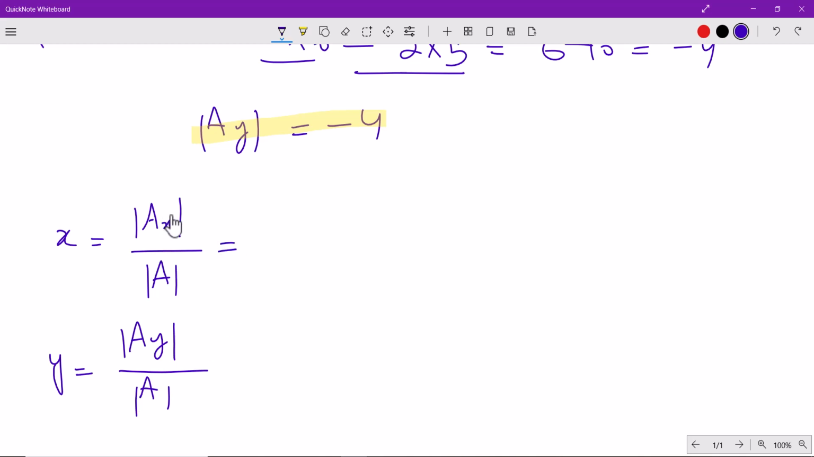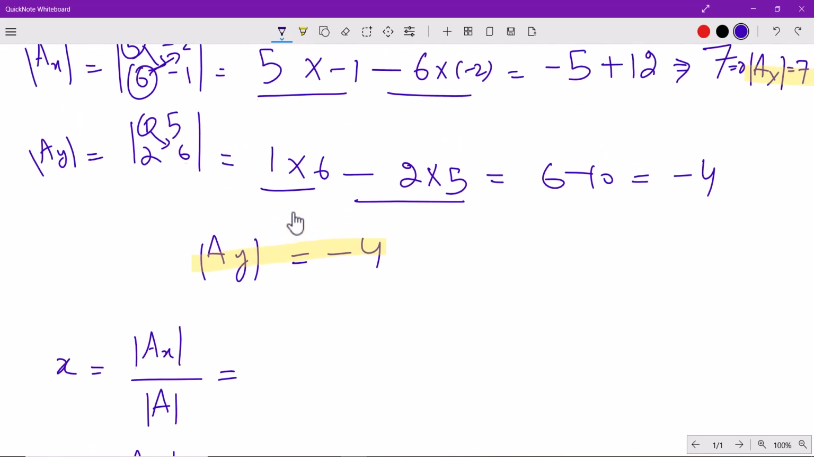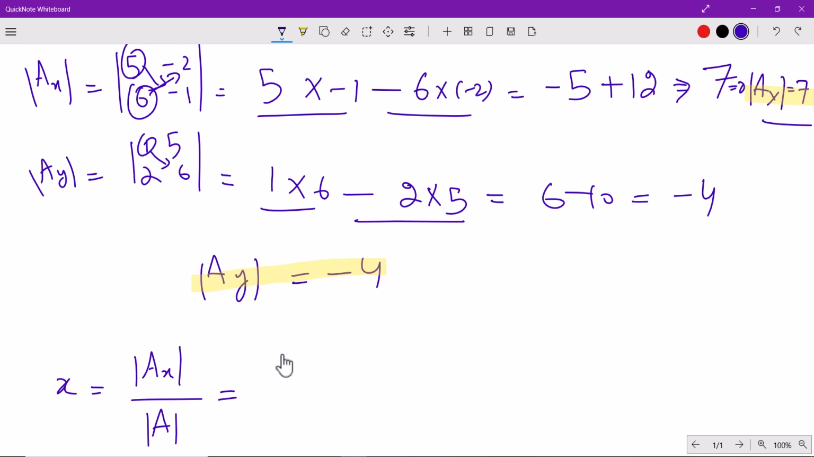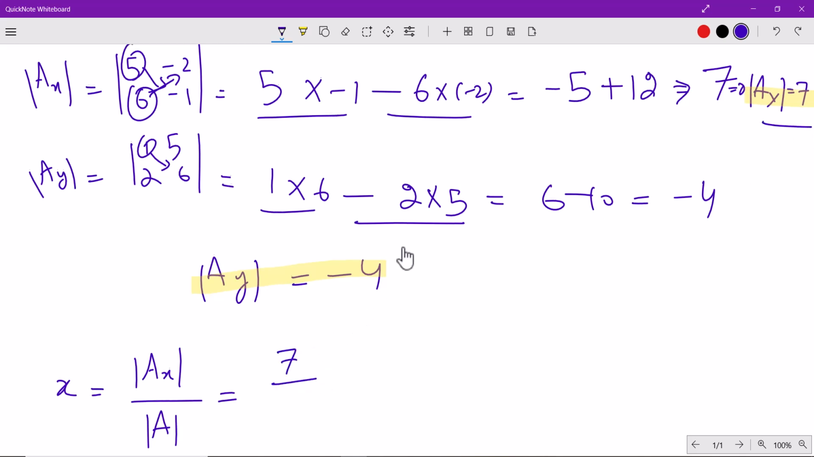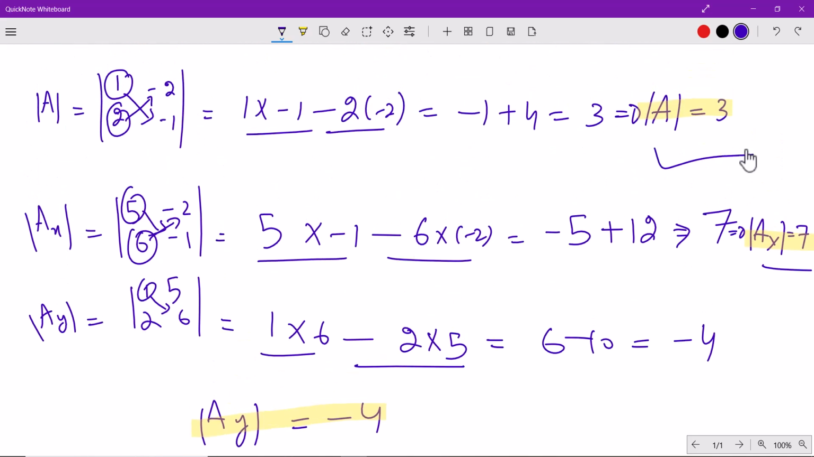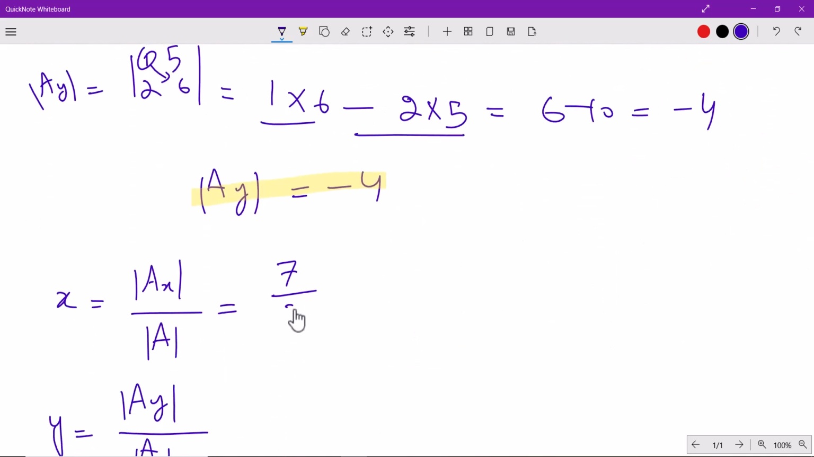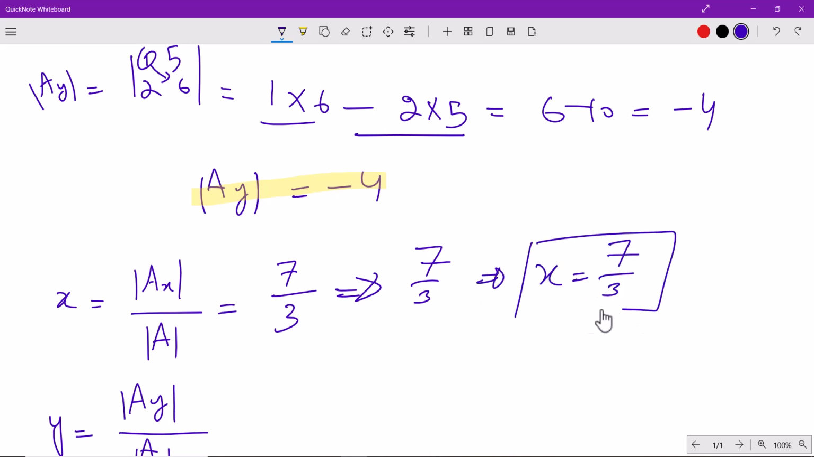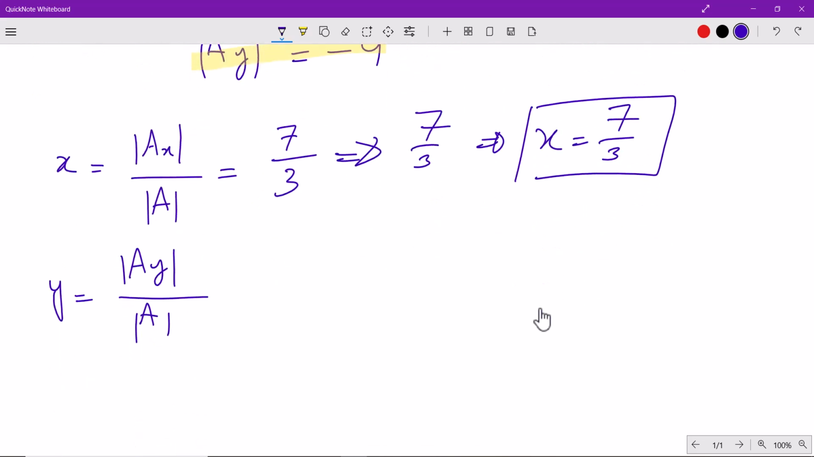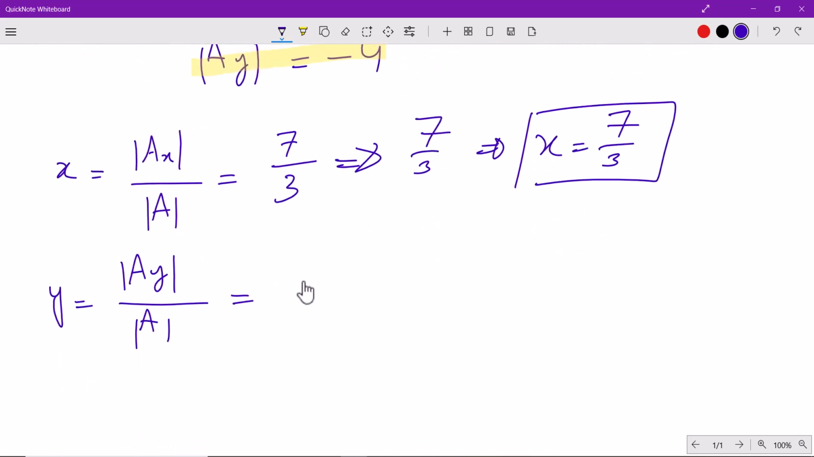Now the value for Ax is 7, divided by the A value, which is 3. Hence x is equal to 7 by 3. Then the Ay value is minus 4 divided by the A value 3, hence y is equal to minus 4 by 3.